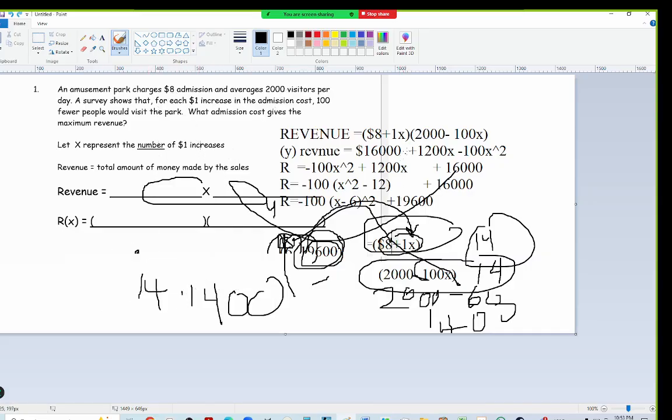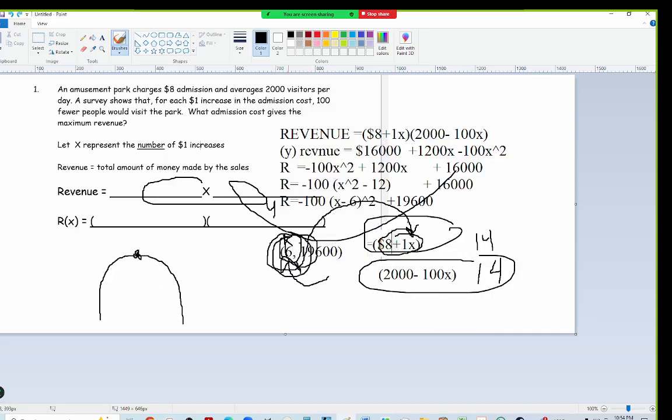Because the price of the ticket went up by 8 plus 1 times X, we have to use this X from the vertex back here and here to answer the questions: how many visitors, what's the new price, and what's the max revenue. Those are the 3 questions they always ask. What's the new price? What's the number of visitors? What's the max revenue?